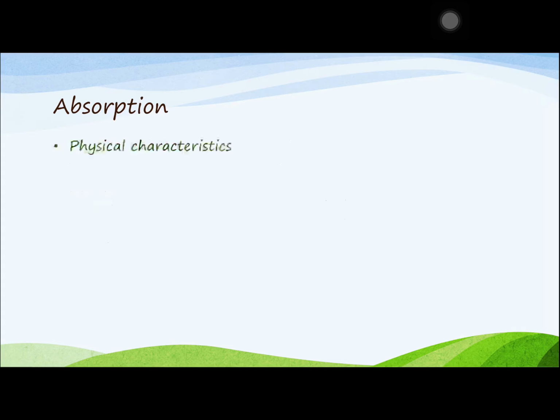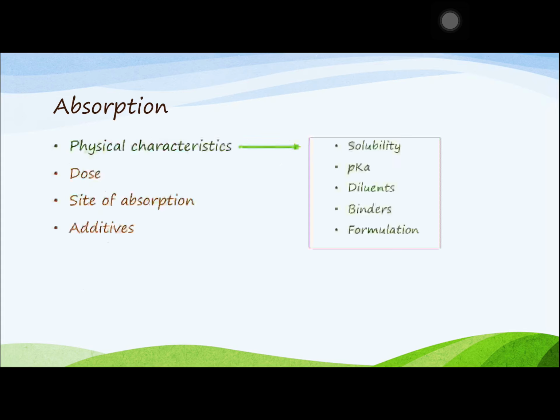Absorption is influenced by the drug's physical characteristics, how much you give, the site of absorption, and the additives given. These additives are used to prolong the duration of the drug or to hasten its onset. Physical characteristics of the drugs include solubility, in which a larger solubility will have a longer onset, and pKa, defining its pH and depends on the medium to where it will be absorbed, acidic to acidic, basic to basic. Binders stabilize the drug if its formulation needs it.